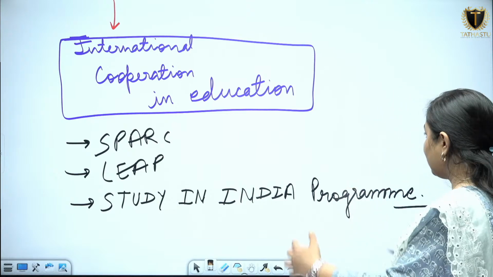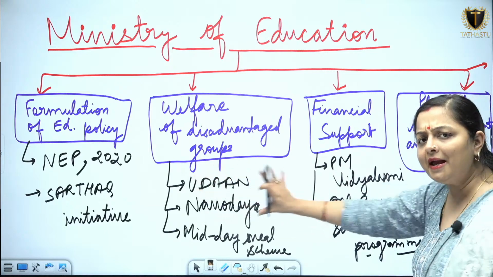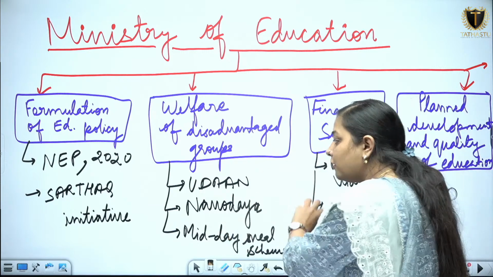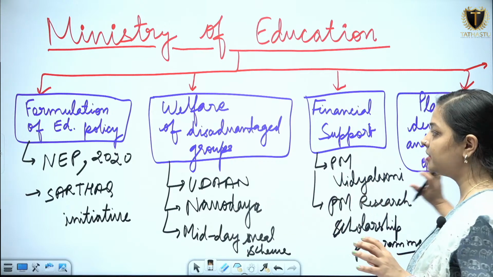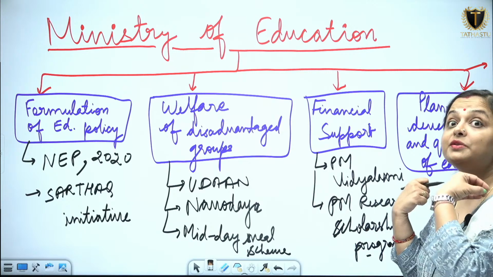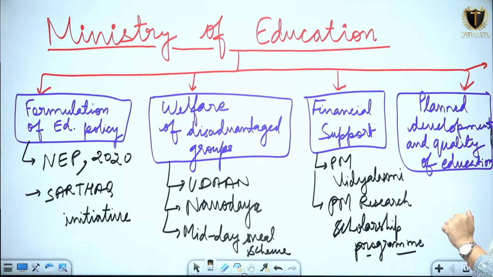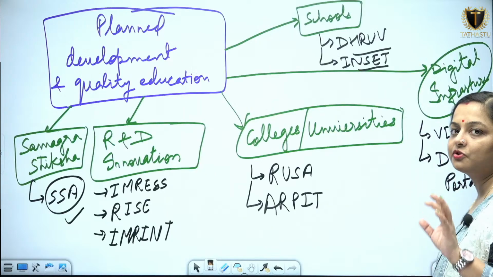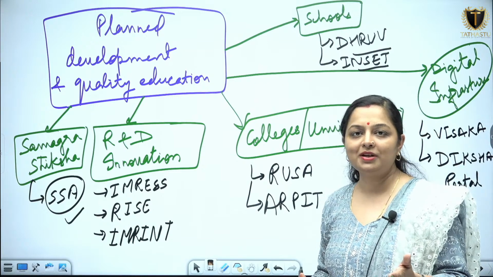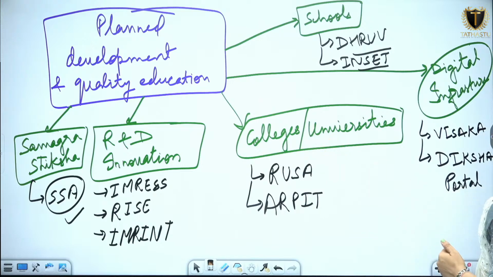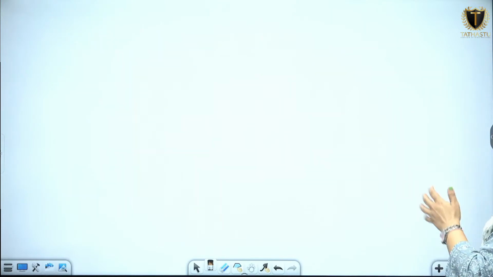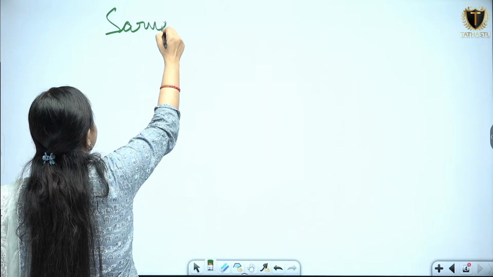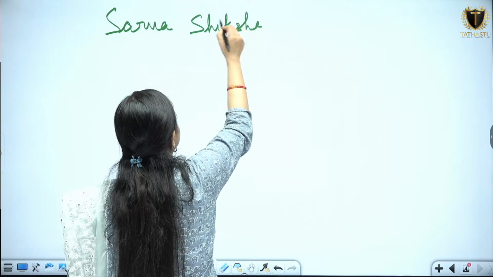Now let's come to, see, when it comes to this Ministry of Education, there are n number of programs, n number of schemes. I'm not going to cover all these schemes. I have given you the example of the few of them only. कुछ ही मैंने यहाँ पे मेंशन करे हुए हैं, अदरवाइज बहुत सारे स्कीम्स हैं. कुछ I will be doing, which are of utmost importance when it comes to the prelims, because we are targeting prelims. अब prelims ज्यादा दूर नहीं रहा है ना. तो यहाँ पे आ जाता है प्लान्ड डेवलपमेंट एंड क्वालिटी एजुकेशन, उसके बाद इंटरनेशनल कोऑपरेशन इन एजुकेशन. अब here we are going to start with the Sarva Shiksha Abhiyan.